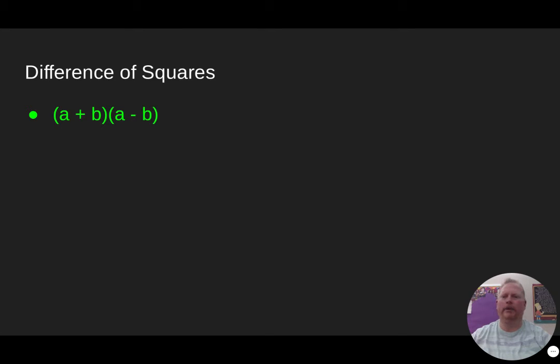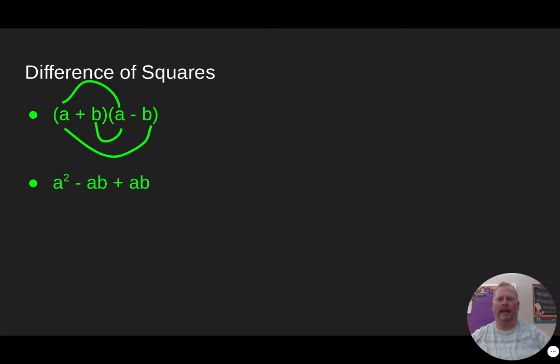So again, I'm using a plus b times a minus b because a and b can be anything. So if we go ahead and I'm going to use the FOIL method on this, and I'm going to work it out the long way and see if you guys can spot a shortcut. So do the first, so a times a, then do the outers, so a times negative b, gives me negative AB. Next, you do the inners, so B times A, which is just AB, a positive AB at that. And then the last, B times negative B.